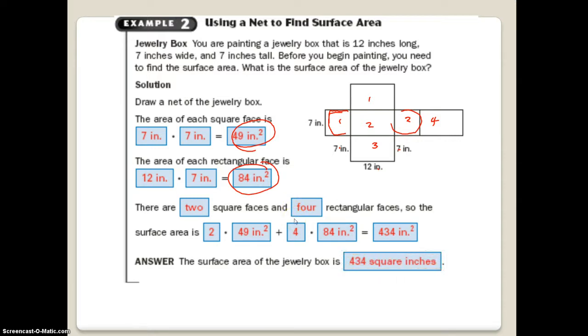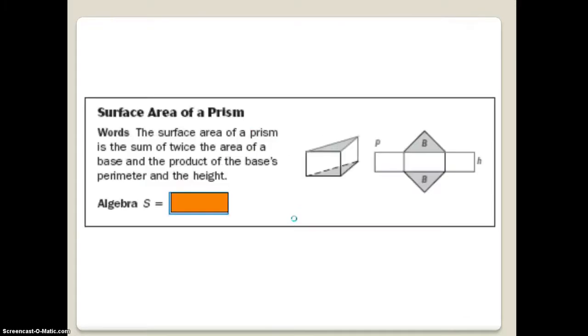This is definitely one way to find the surface area, but I do think it's a little bit longer because you have to not only flatten it out to a net, but you need to do each individual area. Now they're going to give you a very generic formula, and I don't like this formula. So we're going to write down our own formula, okay? So again, do not write this down.